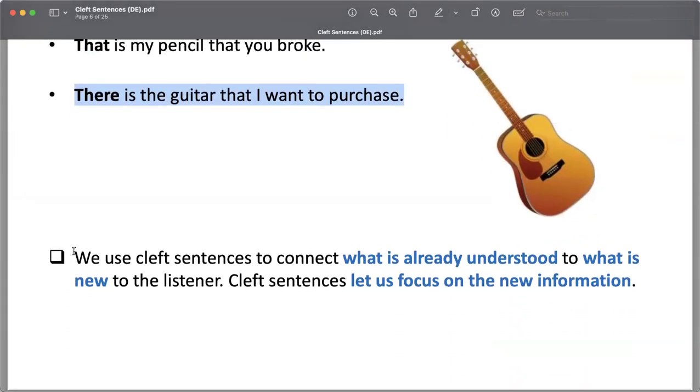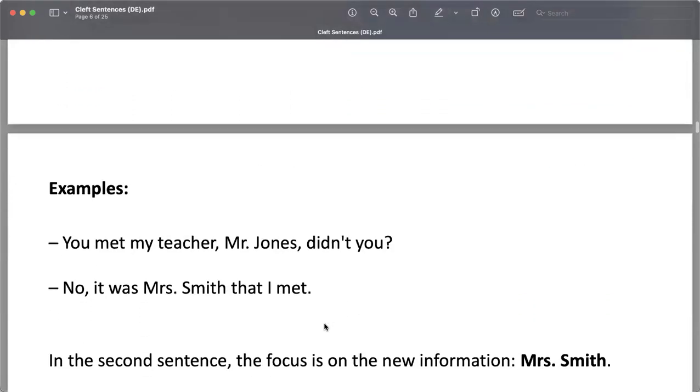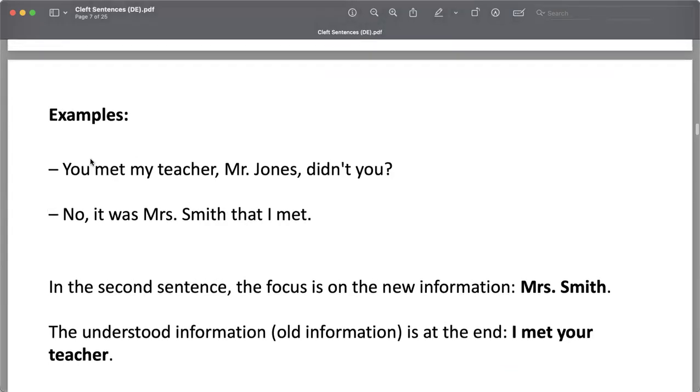We use cleft sentences to connect what is already understood to what is new to the listener. Cleft sentences let us focus on the new information. That is the thing you have to understand here. Example: you met my teacher, Mr. Jones, didn't you? No, it was Mrs. Smith that I met. So these are the structures and examples.